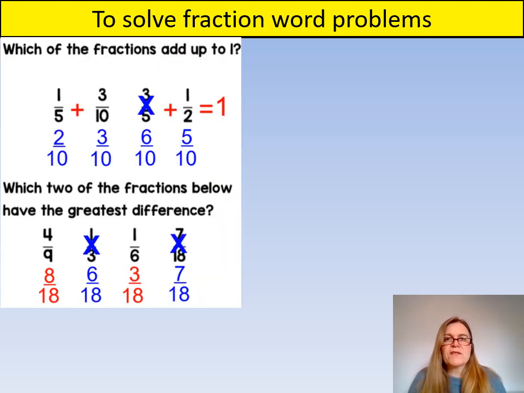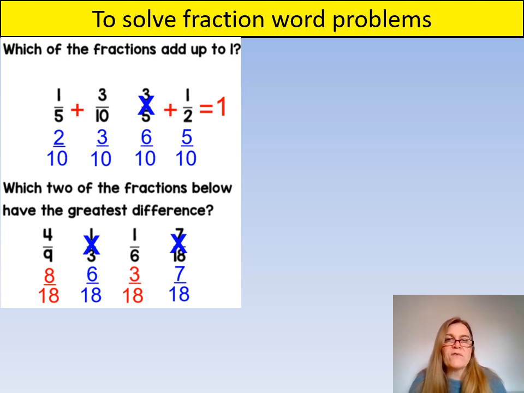Change all the fractions so they have the same denominator. Choose tenths because 10 is the largest denominator. 1/5 is equivalent to 2/10. 3/5 is equivalent to 6/10, and 1/2 is equivalent to 5/10. Now you can easily see that 2/10 add 3/10 add 5/10 makes 10/10, which is equivalent to 1. So the answer is 1/5 add 3/10 add 1/2.